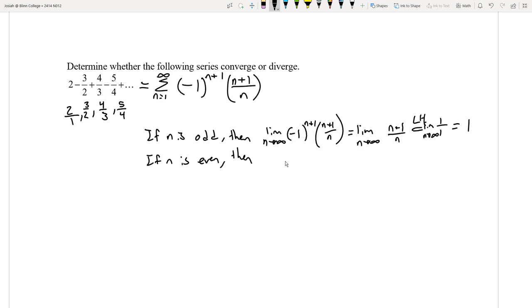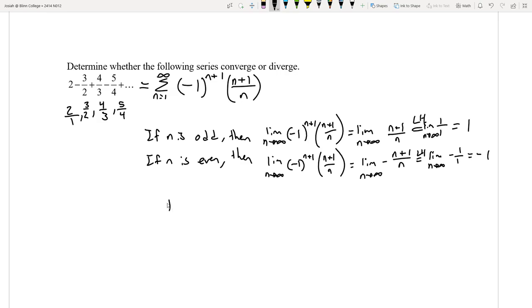And on the other hand, if n is even, then if we take this same limit, and we just look at the even n's, then we'll get an odd power here. We get the limit as n tends to infinity of negative 1 times, and so we'll just go ahead and take it outside the fraction here, n plus 1 over n. Again, take L'Hopital's rule. And we'll have the limit as n tends to infinity of negative 1 over 1. And so we get negative 1. So not only is this not going to 0, we actually get that the limit doesn't exist.